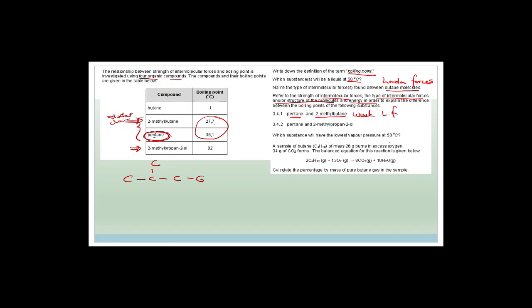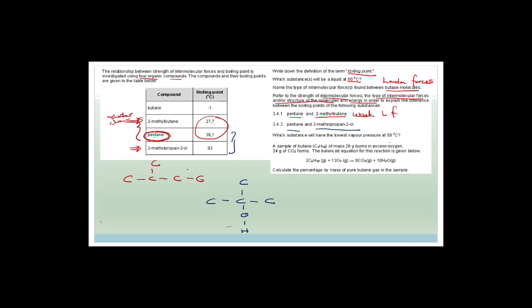Happy with that. Next, they ask us about pentane and 2-methylpropanol. So they want us to compare these two. And the most important thing you need to realize, okay, there are a couple of things. The first thing is 2-methylpropanol looks like this. It's 1, 2, 3 with a carbon over here, and then it's got a hydroxyl over here.